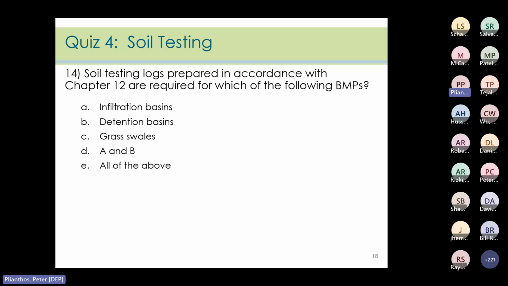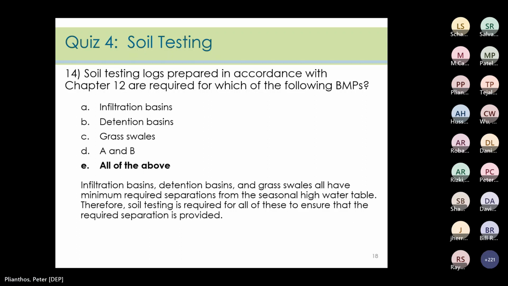Number 14, soil testing logs prepared in accordance with Chapter 12 are required for which of the following BMPs? The correct answer is all of the above. All of these have a minimum separation from the seasonal high water table, which you can find in their respective BMP manual chapter. Soil testing would therefore be required for all of them to ensure that they meet the required separation.